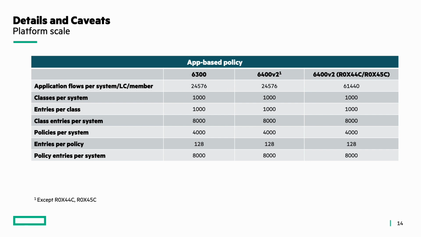Next, we have the per-platform scale figures for the app-based policy feature, including the number of application flows per system, line card, or VSF member, the number of classes per system, class entries per individual class, as well as per system, and then policies and entries per system and policy. Note that the 6300 scale figures are the same for standalone switches and VSF stacks, and the 6400 version 2 line card scale is different for the two line card part numbers specified in the third column.